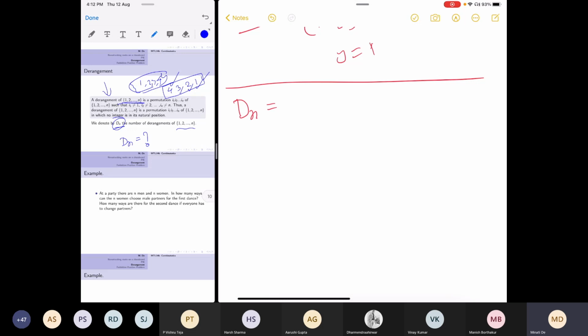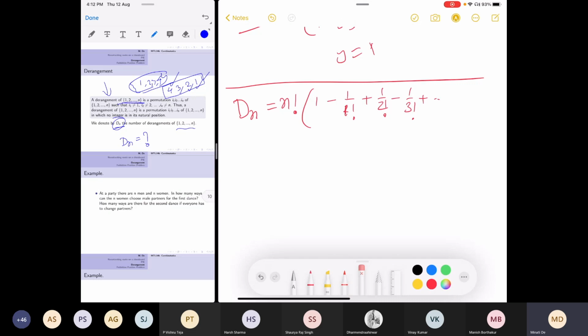So what is the value of Dn? n factorial, then into 1 minus 1 by 1 factorial, then 1 by 2 factorial minus 1 by 3 factorial. Good. Who gave the answer? Shaura. Good, thank you, Shaura. You are correct. So minus 1 to the n, 1 by n factorial. That's what you want to say? Yes. Okay, so that's your answer.